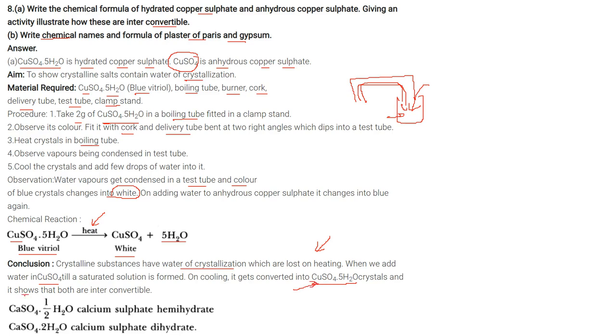So this CaSO4.½H2O is calcium sulfate hemihydrate, and CaSO4.2H2O is calcium sulfate dihydrate.